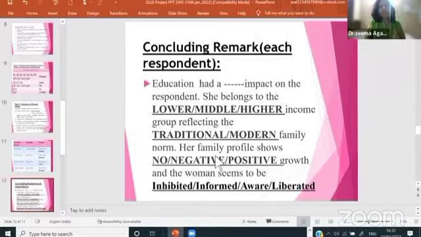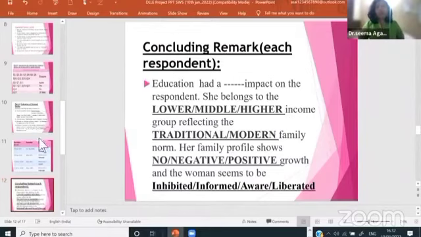Then, reflecting the traditional or modern family norms. If her family is joint, we can say traditional family norms. If her family is nuclear, we can say modern family norms. And her family profile shows no, negative, or positive growth according to the respondent. And the woman seems to be inhibited, informed, aware, or liberated. The last concluding part depends upon the Part B questionnaire, based upon the 1 to 20 questions score.